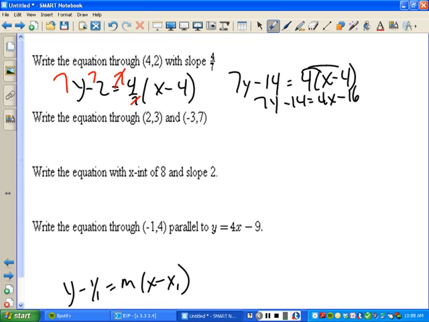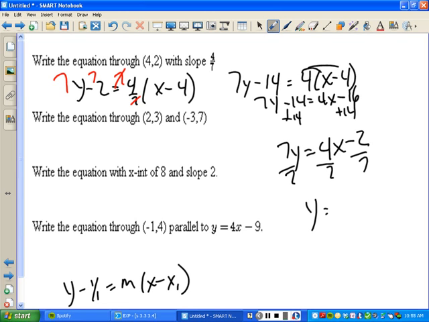We're running out of space here. I don't know what we're going to do. Add 14 to both sides, add 14 to both sides. You'll get 7y equals 4x minus 2. Dividing by 7, dividing by 7, dividing by 7 gives you y equals 4/7 x minus 2/7. That is the answer for the first one.